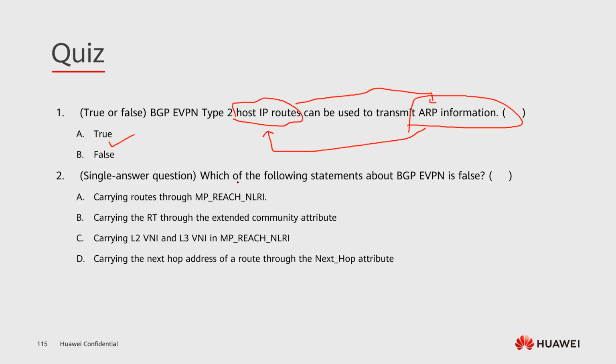But the last one: carry the next hop address of the route through the next hop attribute. You will know that for the sub address family that uses the MP_REACH_NLRI, they will not use the next hop attribute. They will carry the next hop in the multi-protocol reach NLRI. All right.